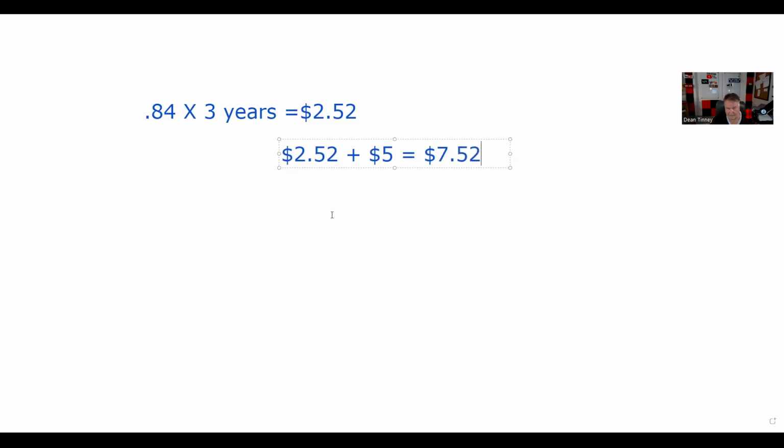And then again, we would do the math. We take 7.52 and we divide by 25. And now our total return is 30%, because I'm taking that and I'm dividing.